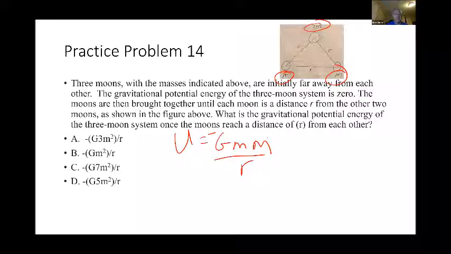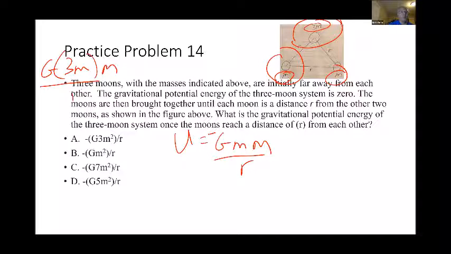So what we're going to have to do in this case is calculate the gravitational potential energy for each pair of moons and then add them all together. So let's start with this one and this one. So that would be negative G 3m times m over r. Now let's do the same thing for, again, this top one and this one over here. And notice it's going to be the same. Don't forget the negative sign. So negative G 3m m over r.